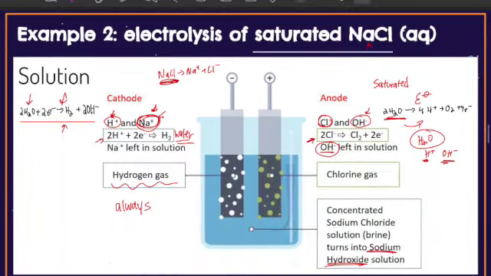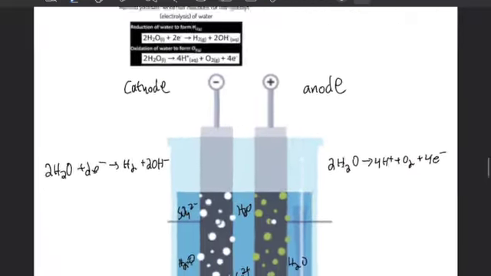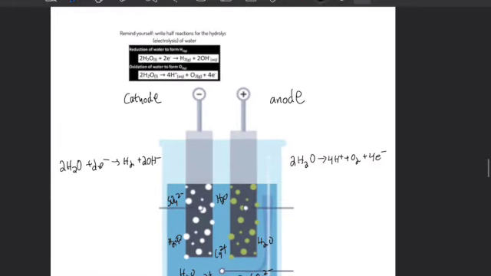All right, moving on to our last example here, and that is looking at CuSO4. So again, I have the same sort of setup. I'm trying to figure out who wins when I have CuSO4 in solution. So water is one option, of course. At the cathode, I could also get Cu2 plus plus 2 electrons, giving me copper solid. At the anode, I have SO4 2 minus that could get oxidized.